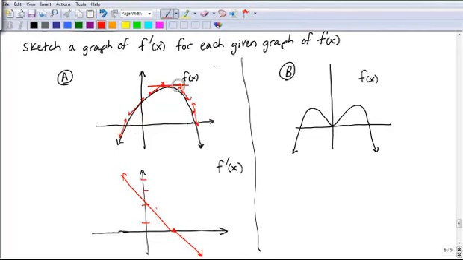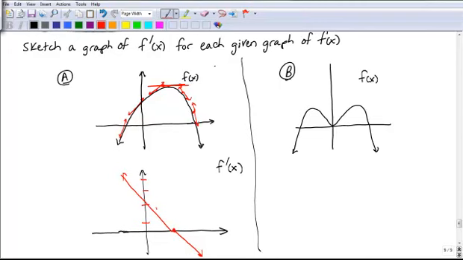Here's a horizontal tangent line. The slope of a horizontal line is 0. So the y value of the derivative is 0 there. If I look here, I have a small negative slope. So the y value is a small negative number on the derivative. And here I have a steeper negative slope. So the y value is a lower negative number. It's a steeper negative number.